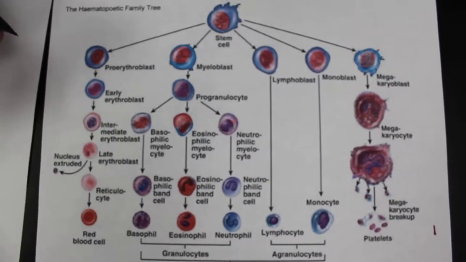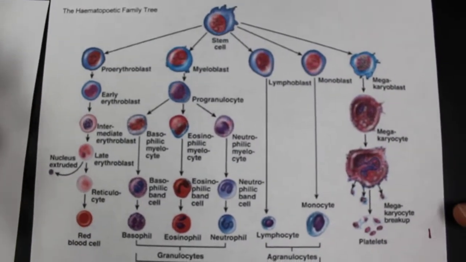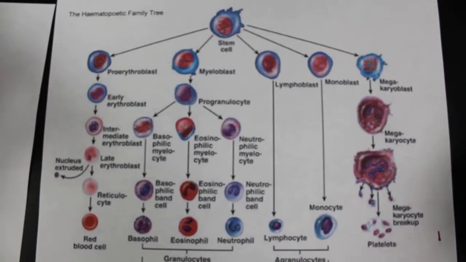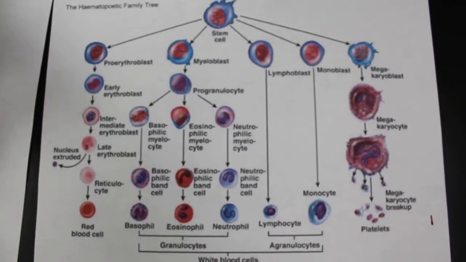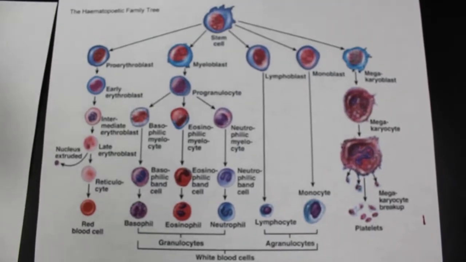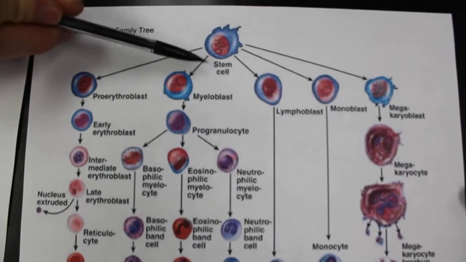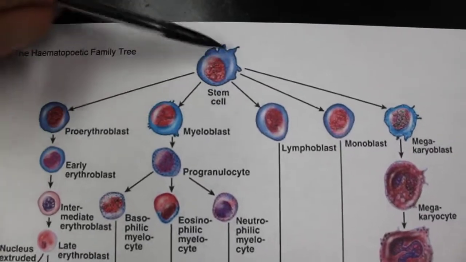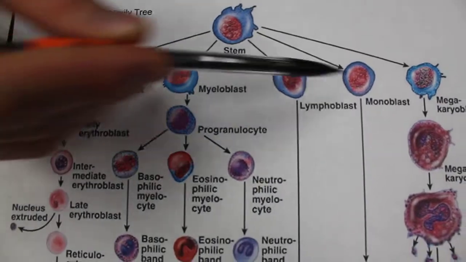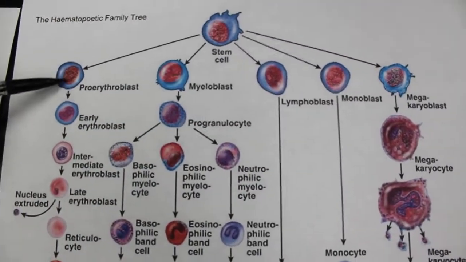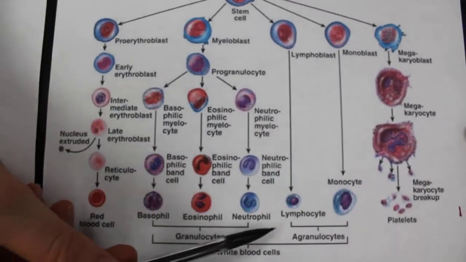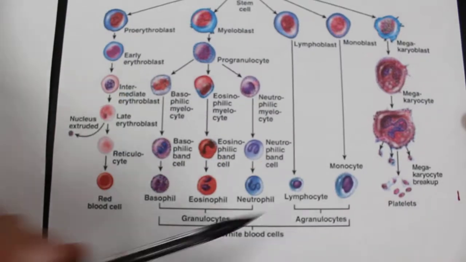Alright, so we're going to start with the hematopoietic family tree. This is how red and white blood cells, as well as thrombocytes, are divided and differentiated from a stem cell line. We start up here with the progenitor stem cell. This is the hematopoietic stem cell. This is going to be the progenitor of all the different stem cell lines: the red blood cells all the way across to our granulocytes, our agranulocytes, and our platelets, which are our thrombocytes.